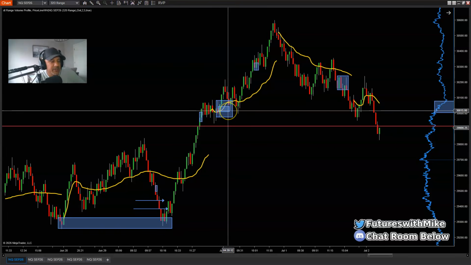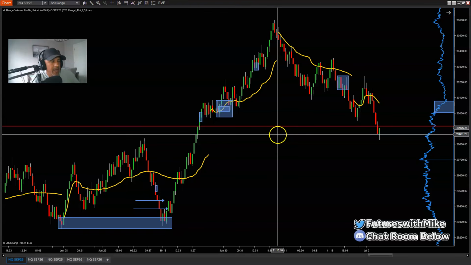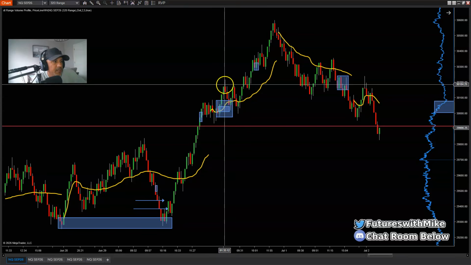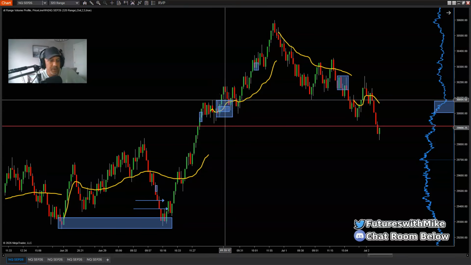So this is where I would move down to a 120 range chart to see if there is a demand zone on the inside of the larger 320 zone. If not, then I'll have to wait for the market to show its hand on the 120 and break and create some new area of demand.